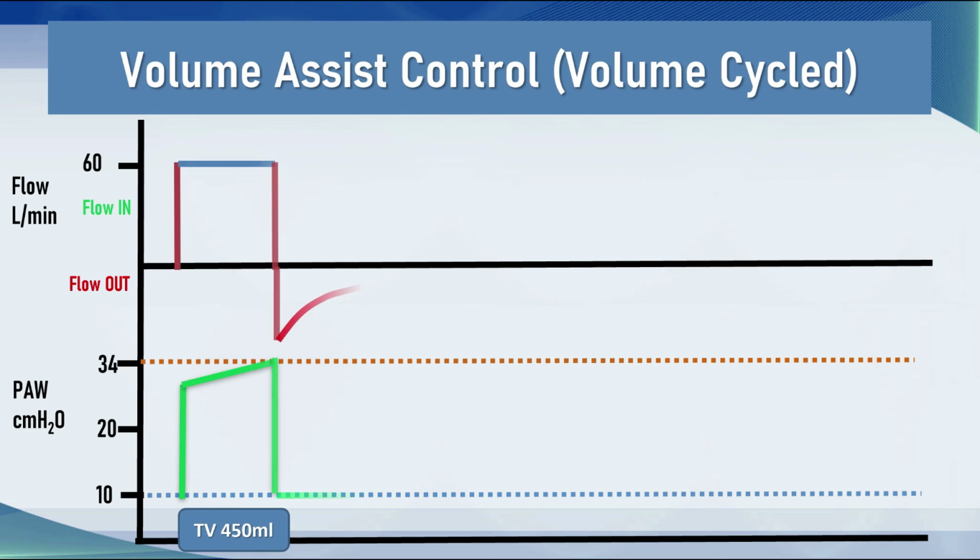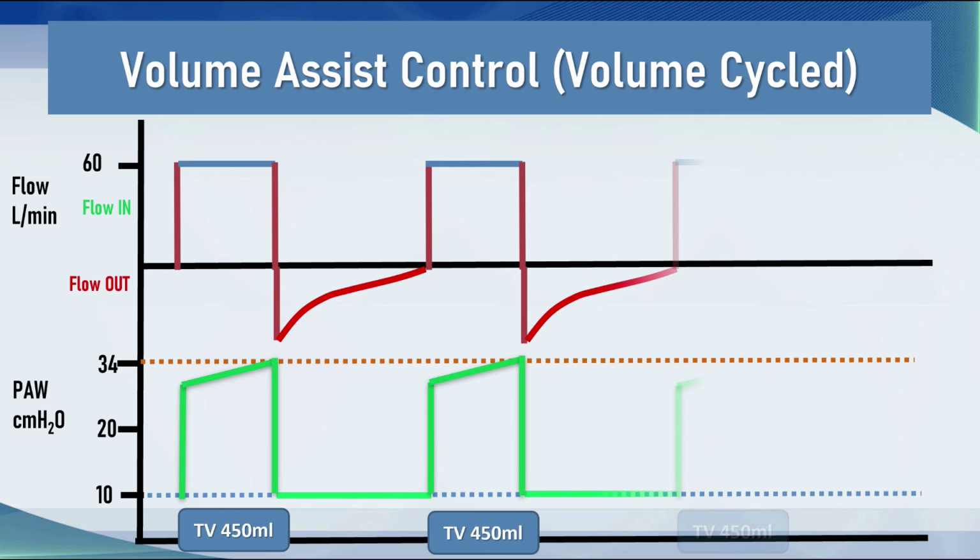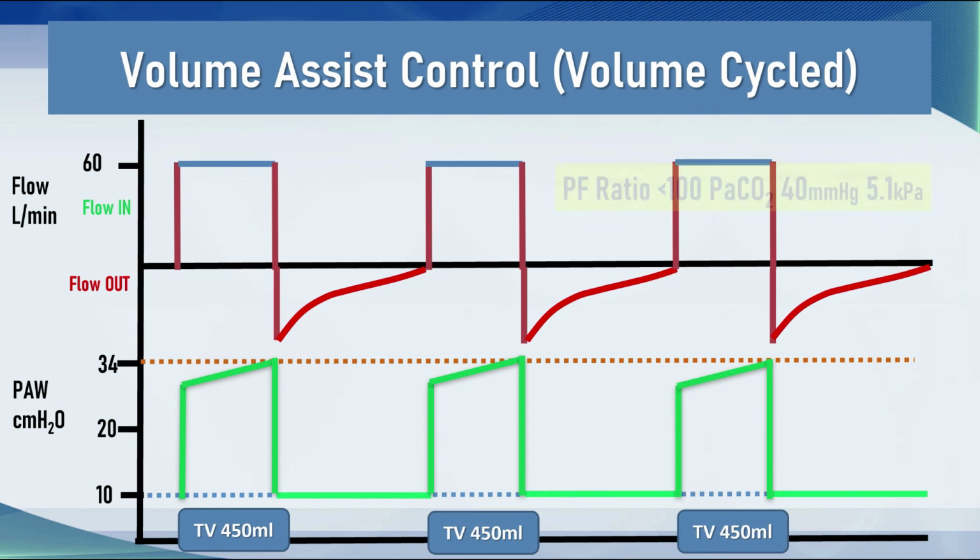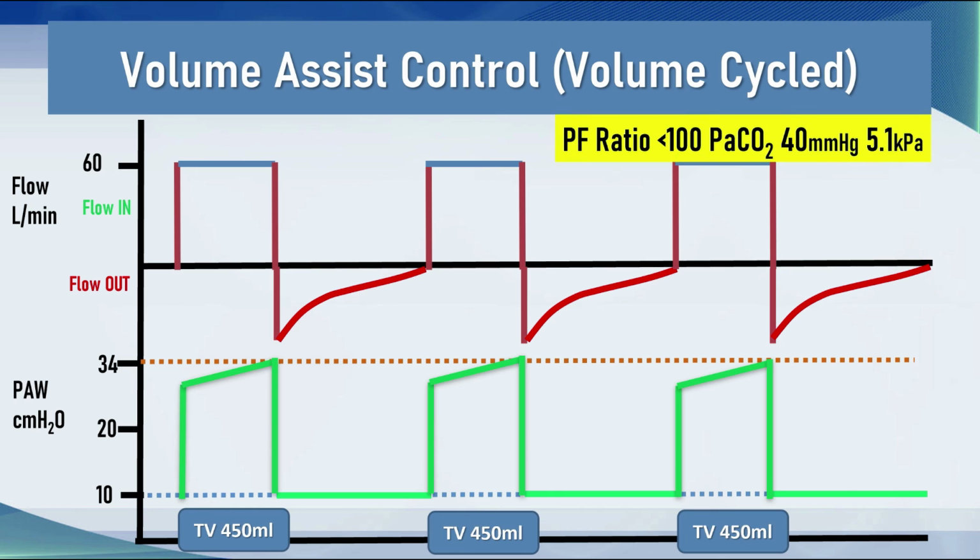Here's our patient Frank on volume assist control. It's volume cycled with constant flow. He's received neuromuscular blockade, but although ventilating reasonably well, he's severely hypoxemic.